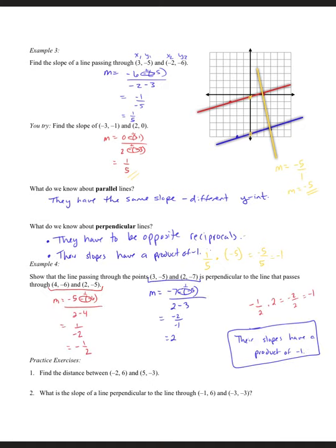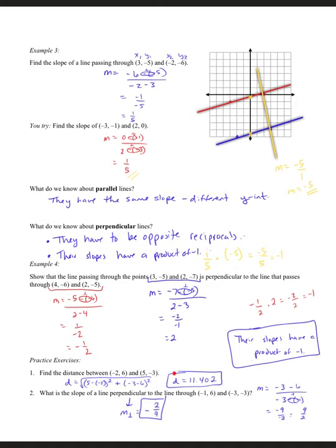So we can see that the first pair of points, we get a slope of positive 2. The second pair of points, we get a slope of negative 1/2. We notice they are opposite reciprocals. Also, if we multiply them together, they have a product of negative 1. Either of those would work. So now what I'd like you to do is pause the video, and I want you to try these two practice problems at the bottom, and then unpause it and check your answers.